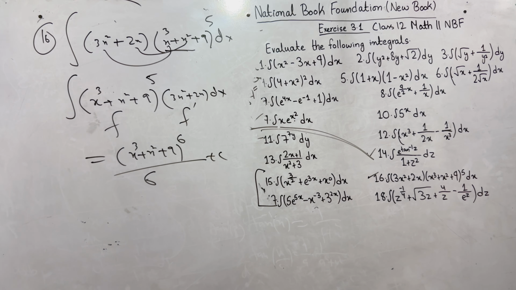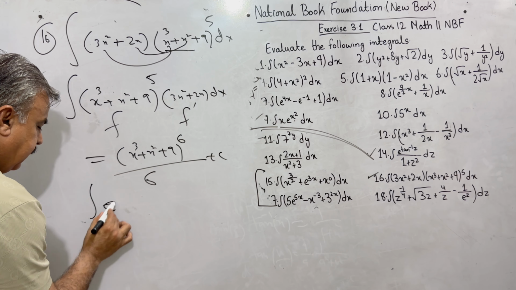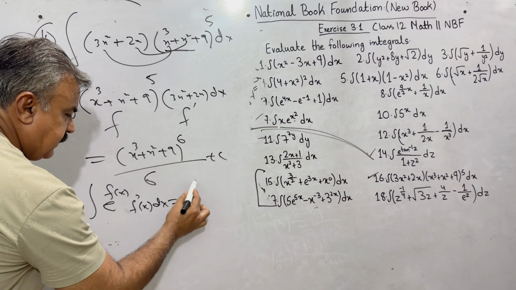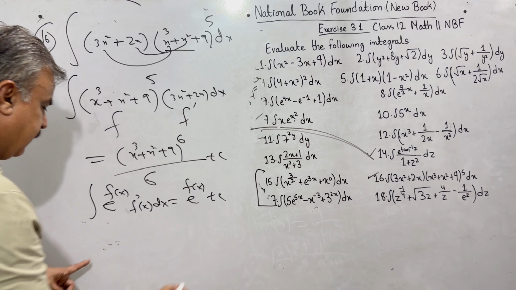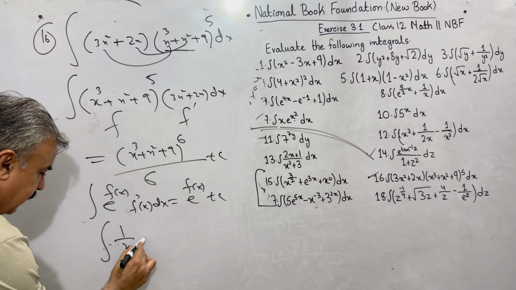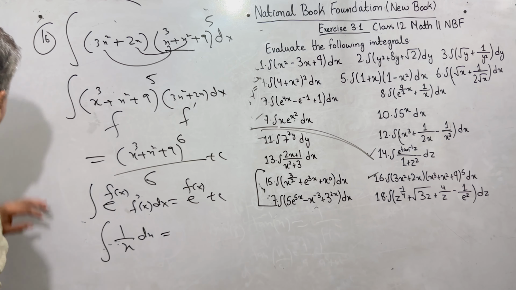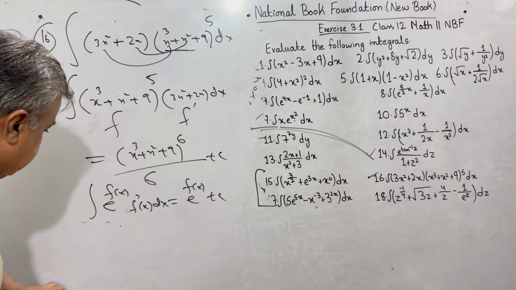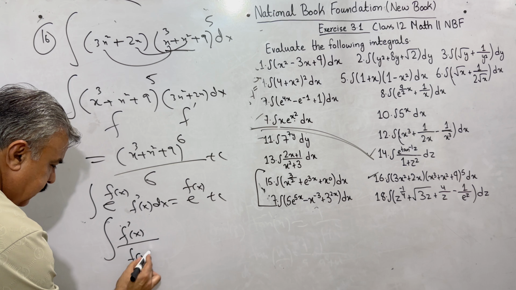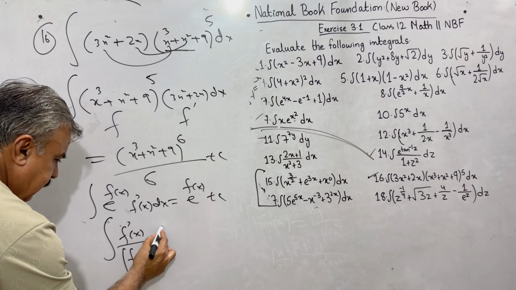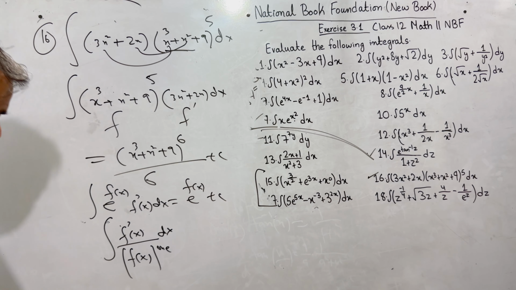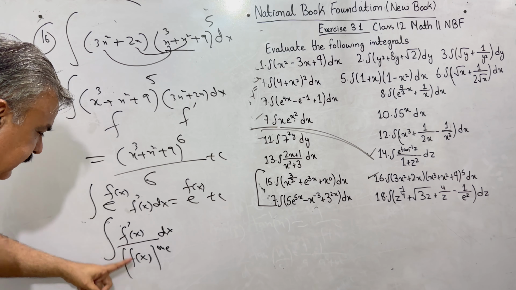If we conclude this session, what have we done? For e raised to a function and its derivative, its integration is e raised to the function plus c. What is vital? Function and derivative. What we have done in the case of 1 over x dx, let me write its general form. In the general form, there is the derivative in the numerator and the function in the denominator having overall power 1. Look at this. The technique, function derivative, works wonders.